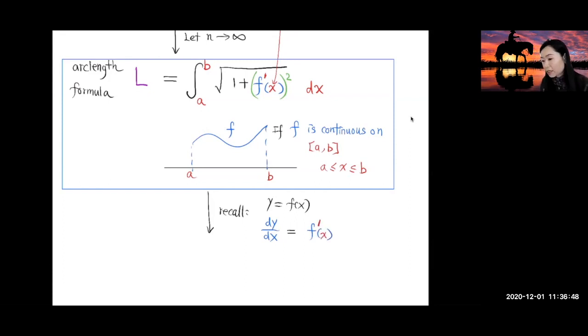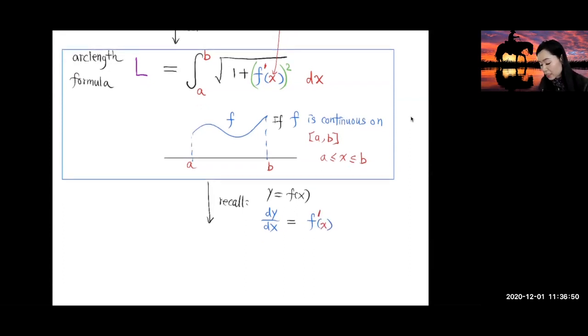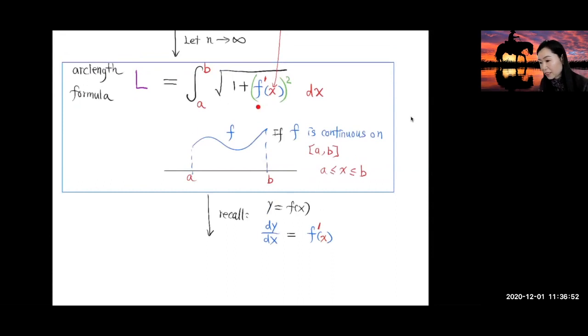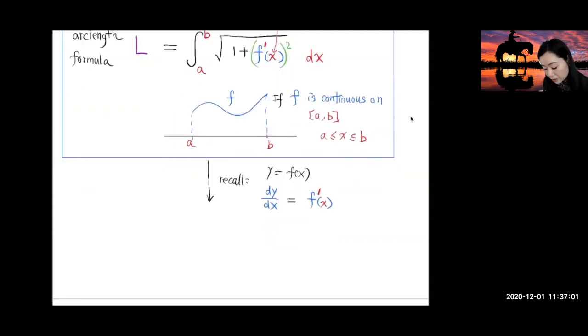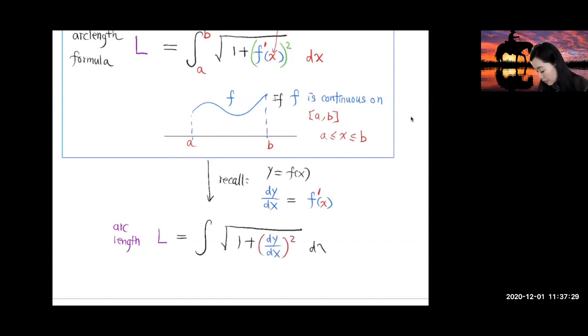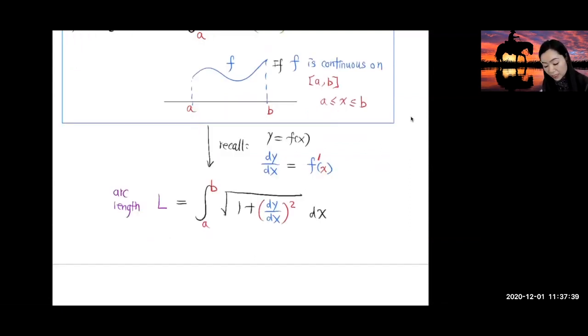So another way to write this formula is to replace f prime of x by dy/dx. So the arc length is equal to this integral, the square root of 1 plus (dy/dx) squared, integrated with respect to x from a to b. So this is another way to write the formula.